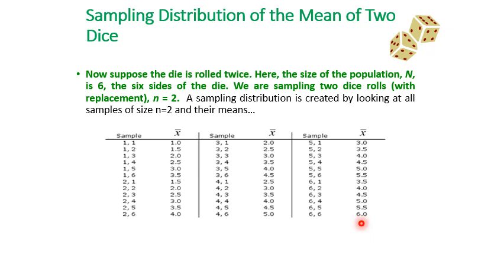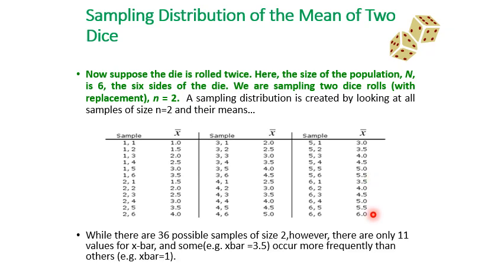So at the end, I have 36 possible samples and 11 different values for x bar. The different values for x bar are 1, 1.5, 2, 2.5, 3, 3.5, 4, 4.5, 5, 5.5 and 6. So we have 11 different values for x bar. Some of these x bars are more frequent than the other values.